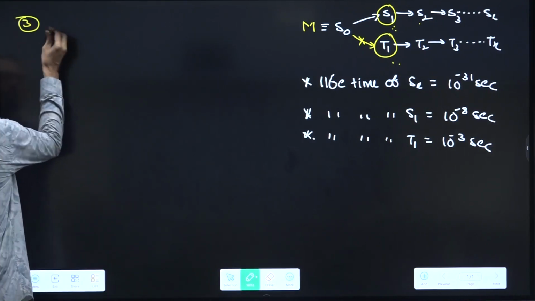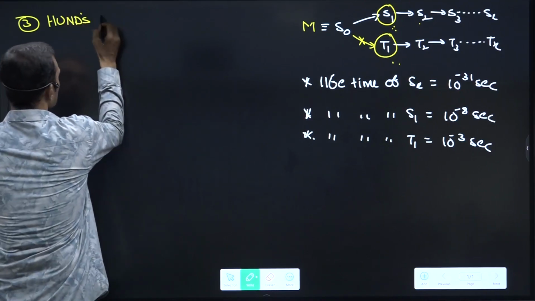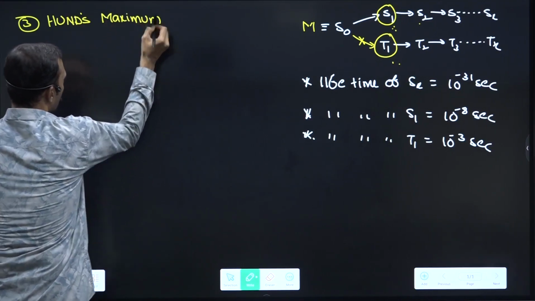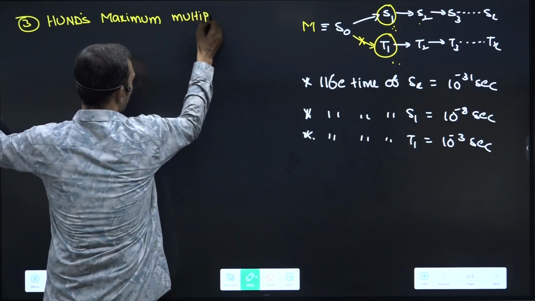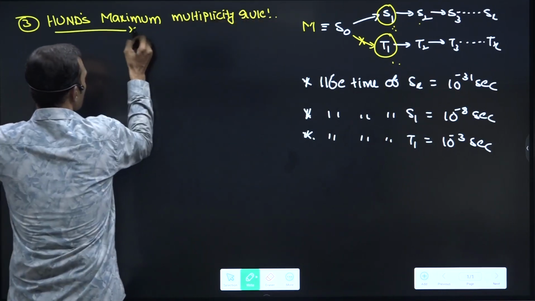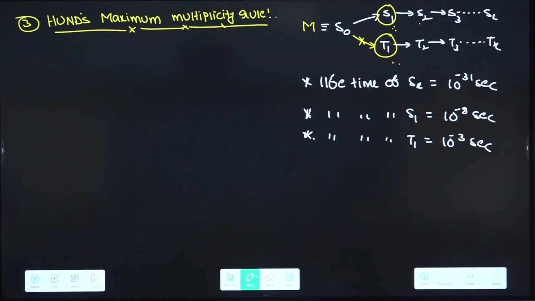Next, the third one: Hund's maximum multiplicity rule. I just explained this, Hund's rule of maximum multiplicity, otherwise called Hund's maximum multiplicity rule. Both are the same.